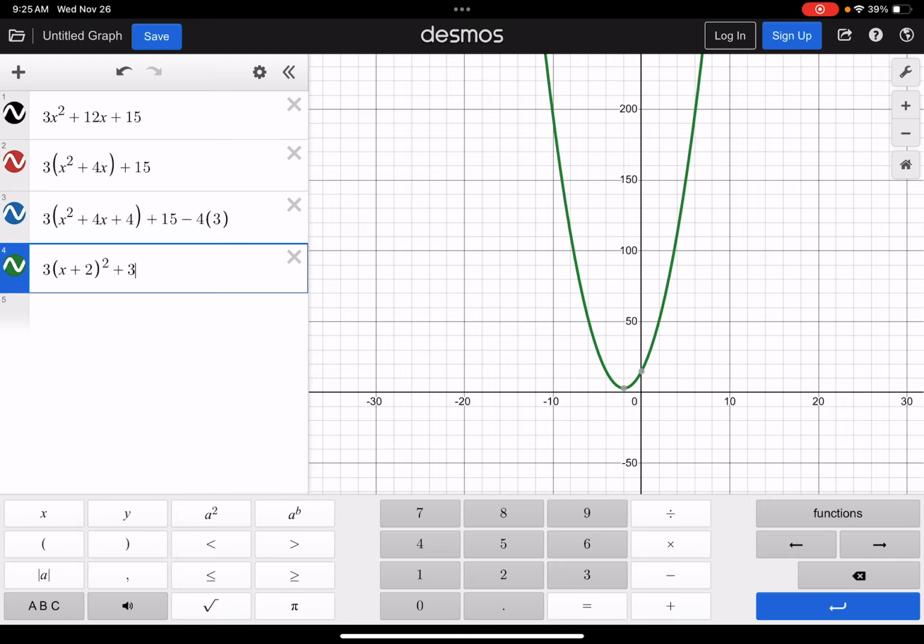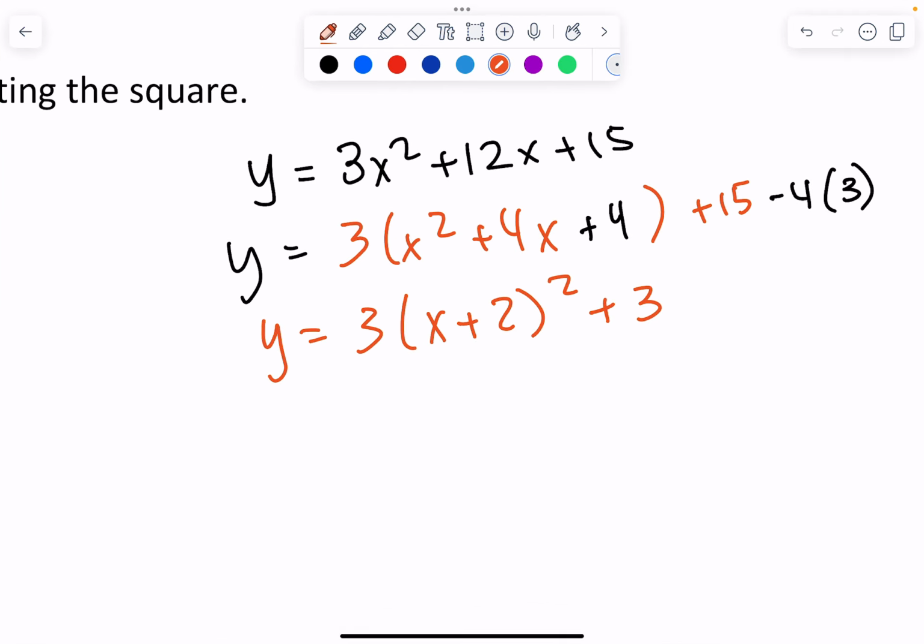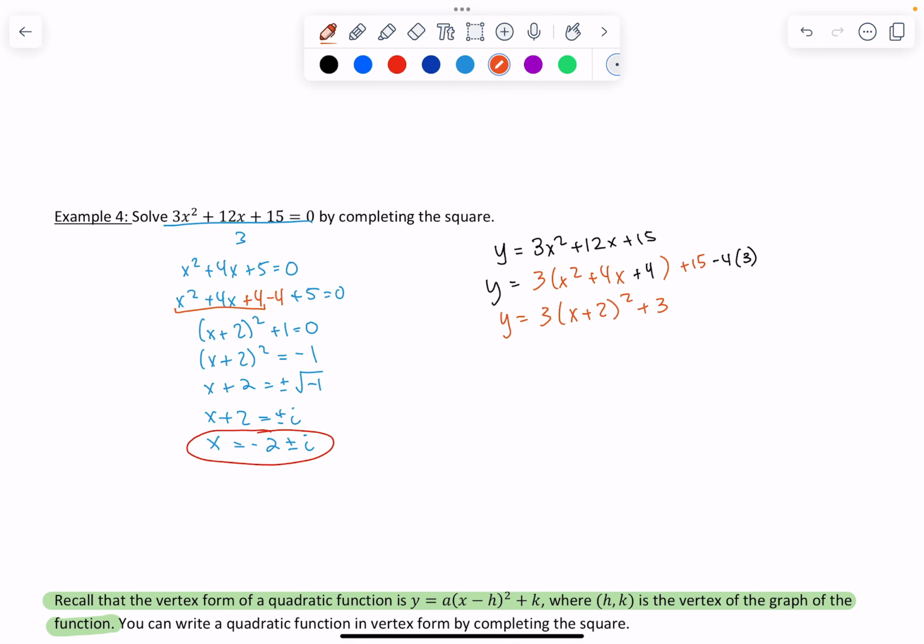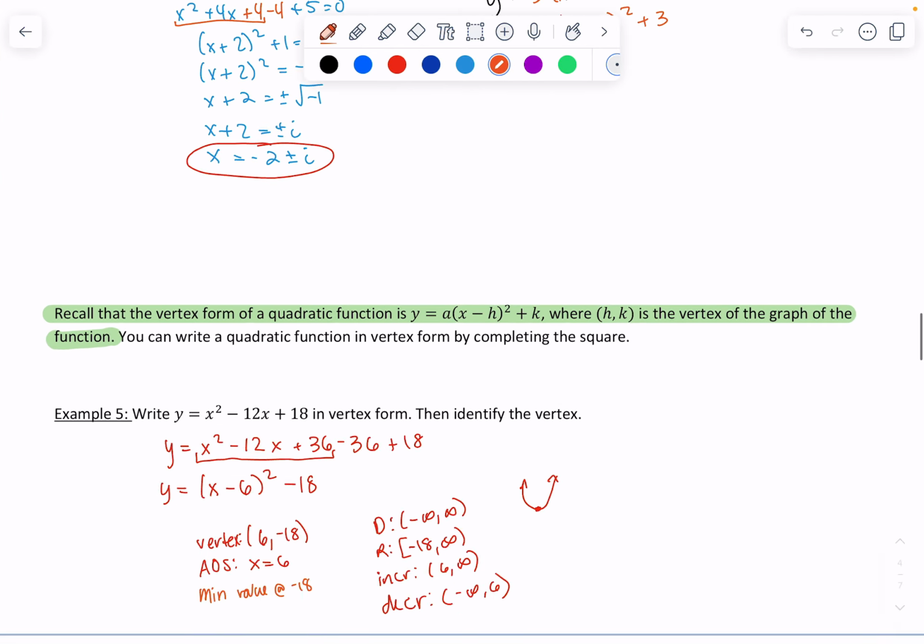Very good, okay? Hopefully, seeing that problem, it helps make a little bit more sense. And you will see problems like this later on in the practice.